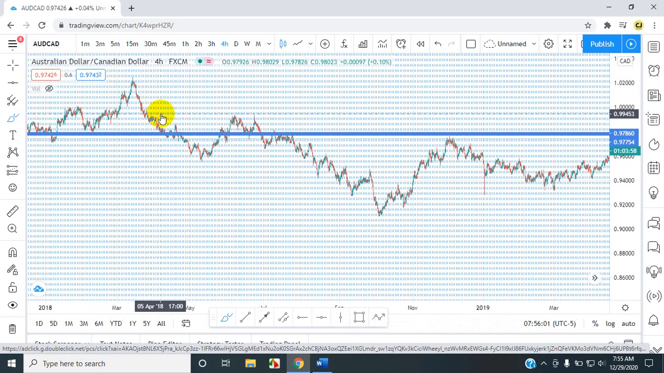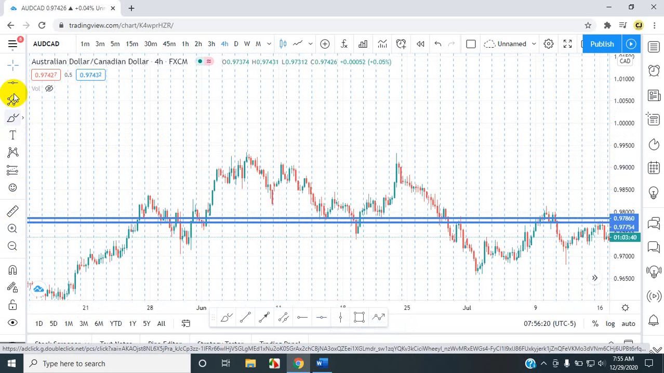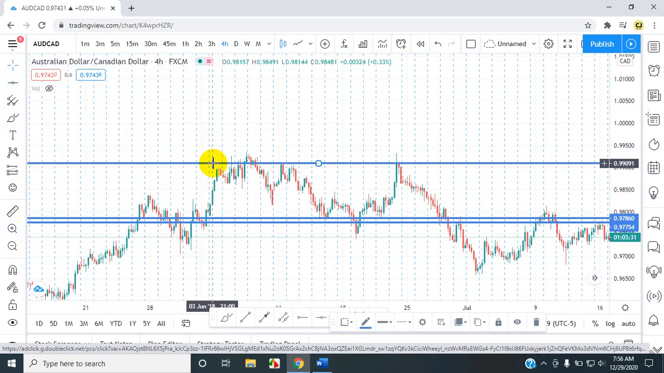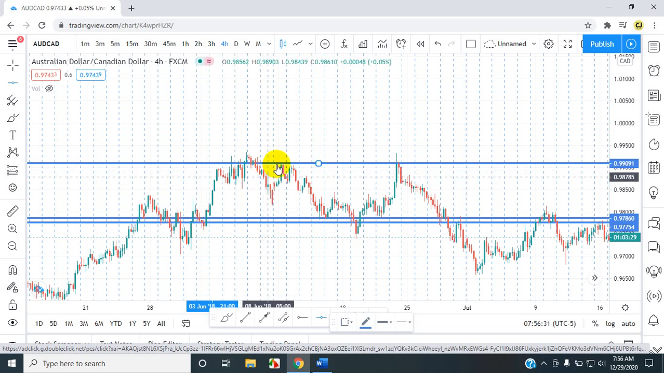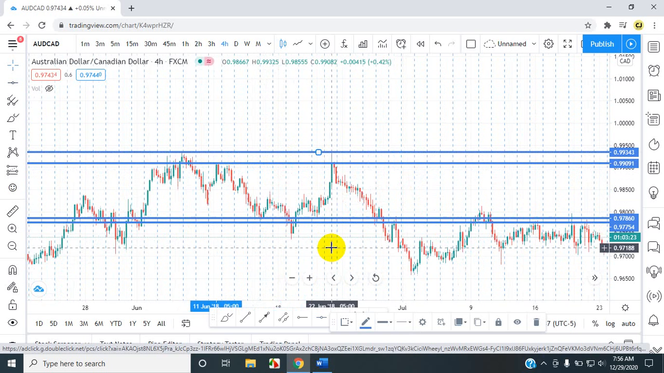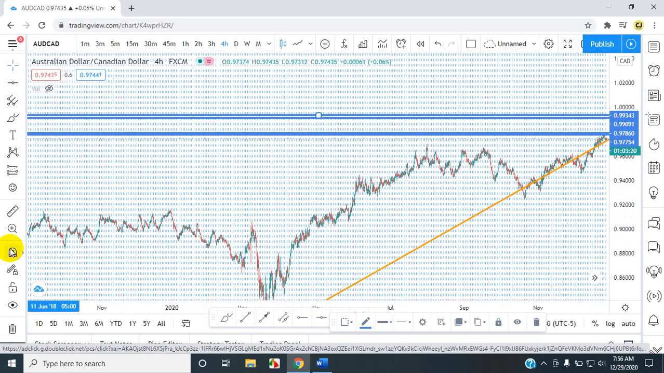So we're going to say that price is trying to break through this area here. We're gonna put a horizontal SR line right above these bodies. Let me zoom in for you guys. We're going to put one horizontal line on the body, and we're going to put another one above the wicks. From there, we're going to zoom back out.